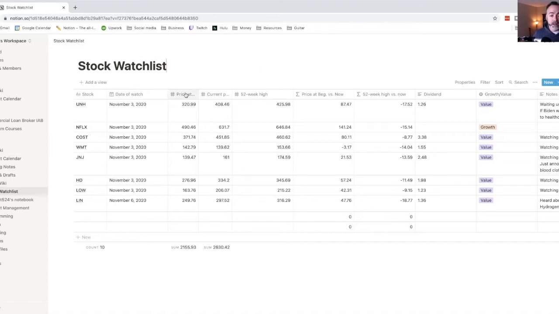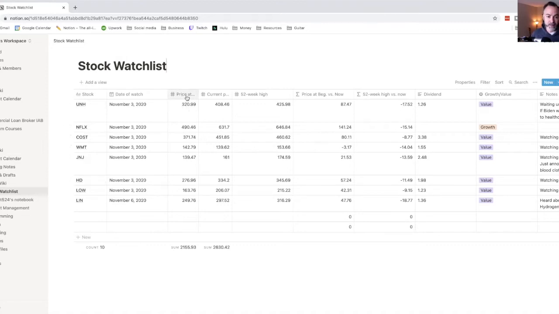So the next column that I track is what was the price of that stock when I started watching it. And I can use this to sort of gauge if I had bought it at the time I started watching it, would I have made a good investment? You're going to see just about all of these, except maybe one, it looks like, would have been a great investment to make. So that's what this column is all about.